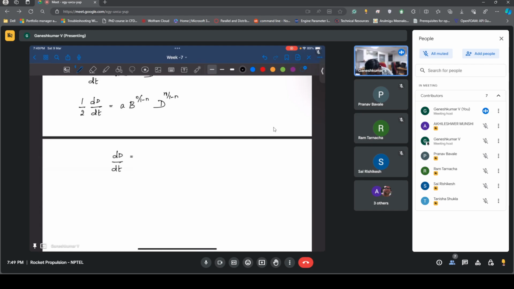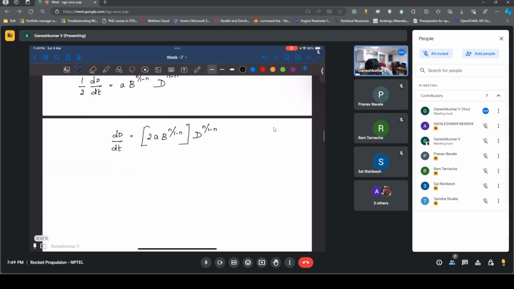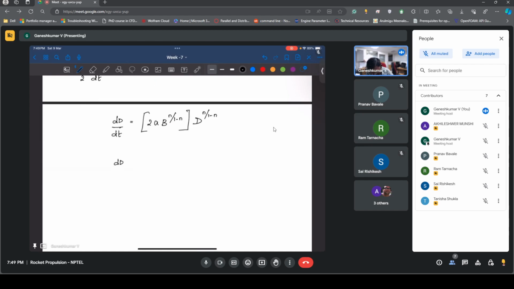So now you can write dd by dt is equal to 2abn by 1 minus n into d power n by 1 minus n. Now you can easily integrate because this whole thing is a constant. So this you take to this side, and this you rewrite as into dt.